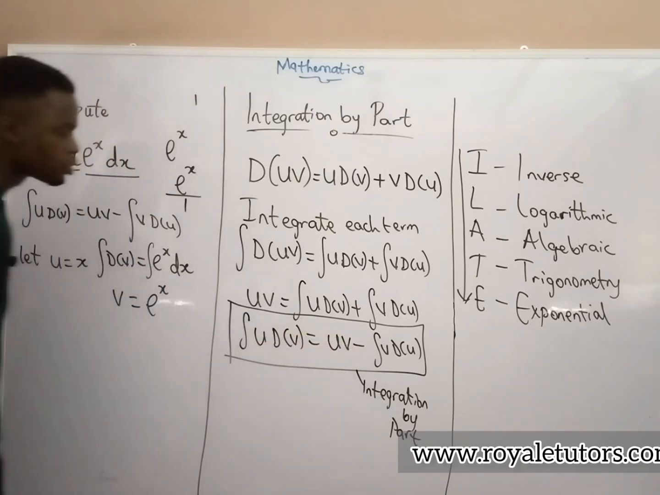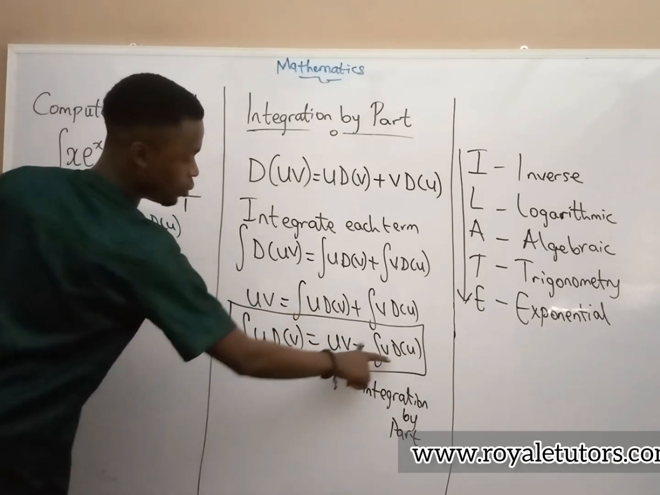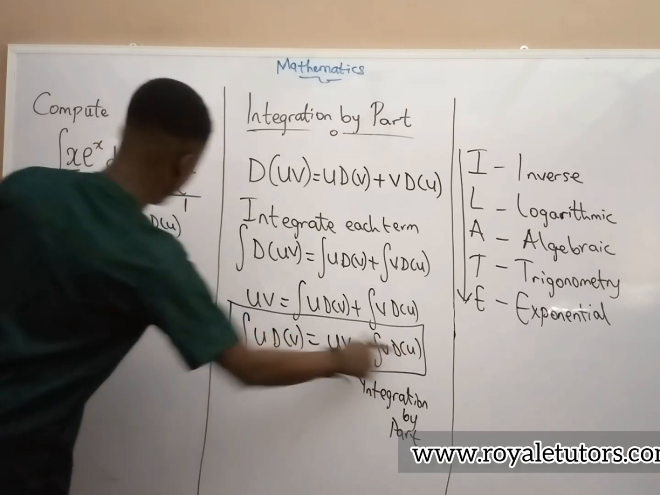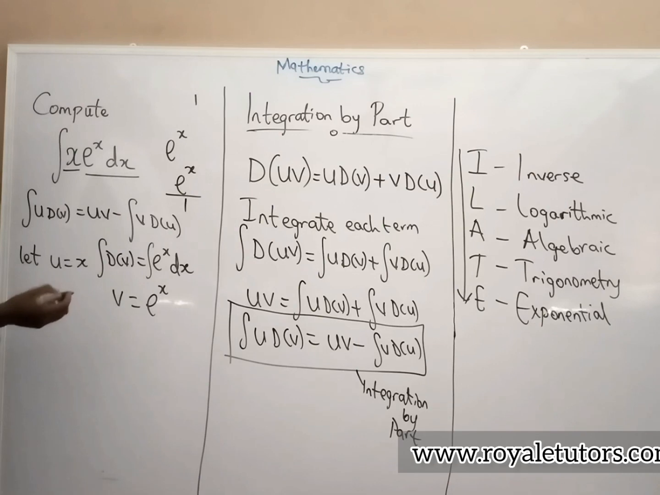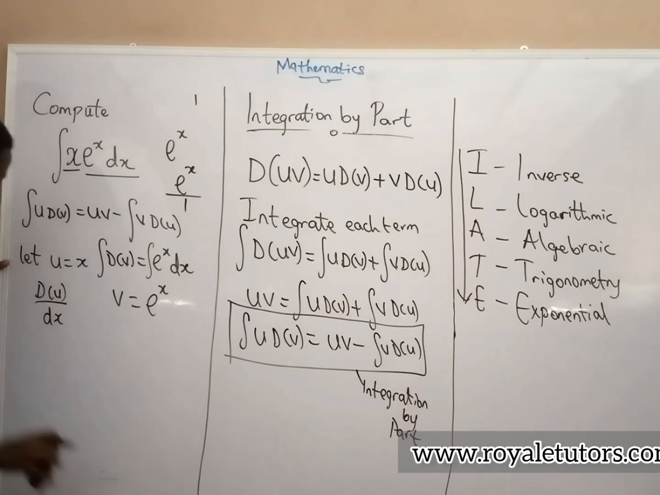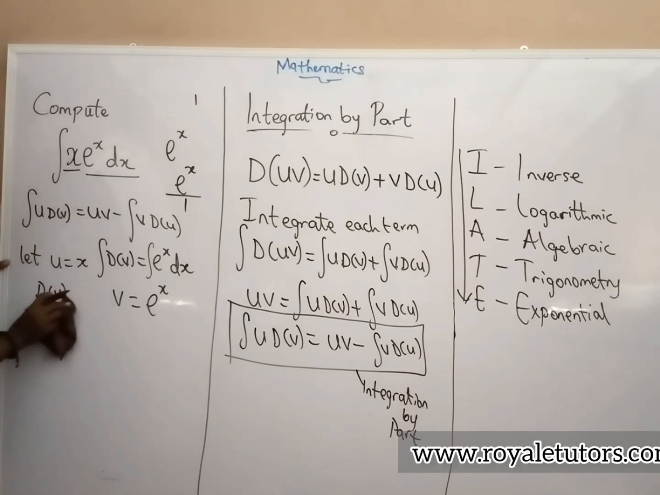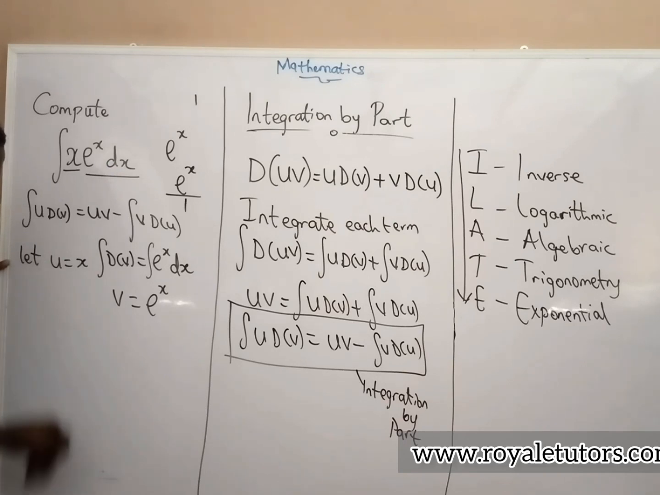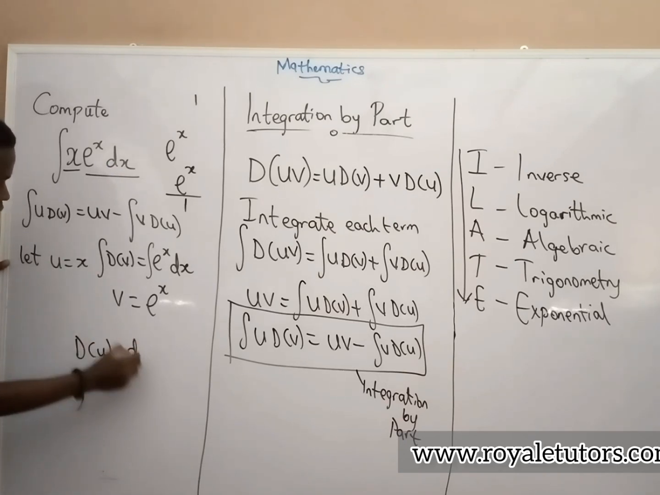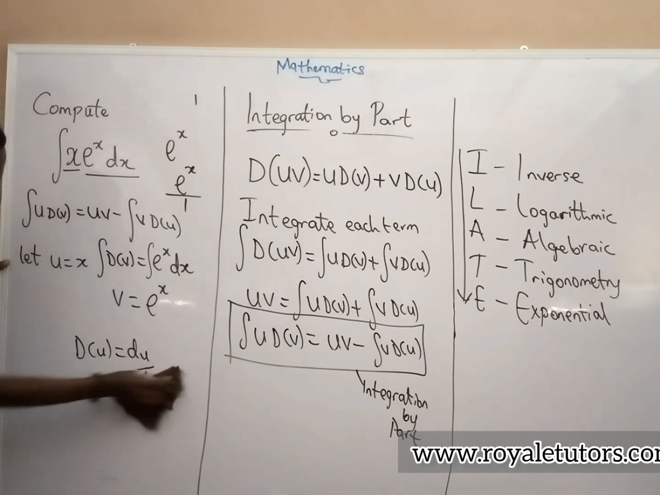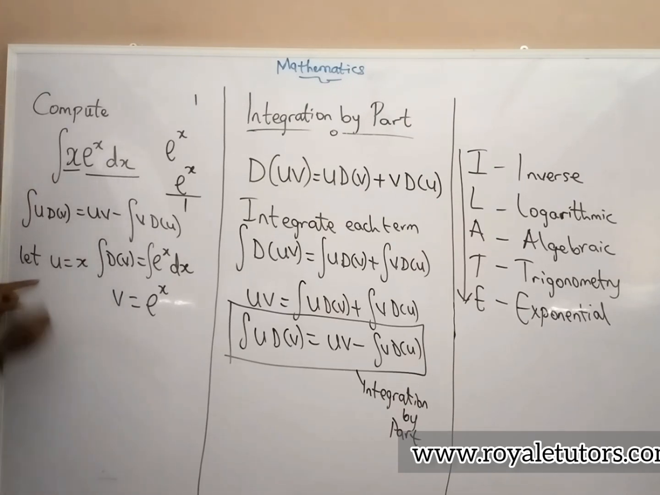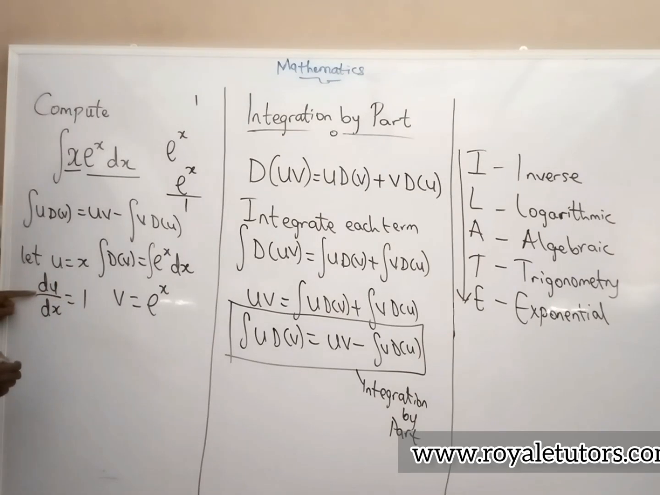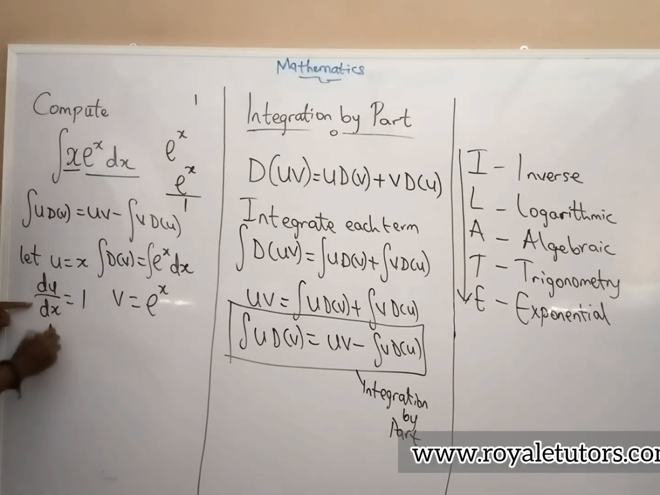u is out, v is out. But we need du. We already know what u is, we already know what v is. So you come back here to differentiate both sides, or just say du dx, because you can only differentiate with respect to x. Note that if I write du, it's still the same thing as saying du dx. So du dx is equal to 1. I can cross multiply to have du equal to dx. Now I have everything that I need to solve the question.